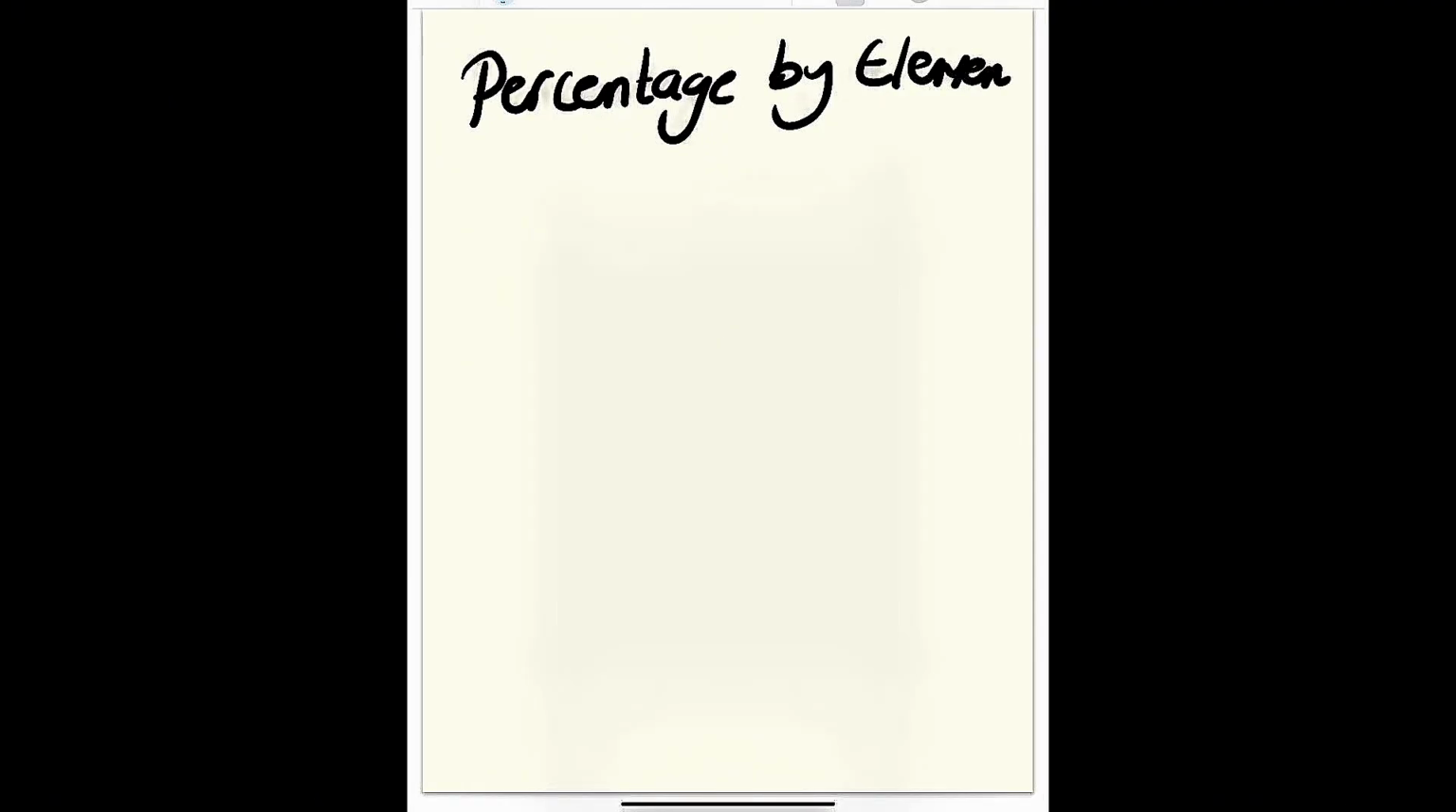Okay, this question does come up a lot on the foundation paper. So I'm going to write down percentage by element. Okay, right, so this is the equation that you need to familiarize yourself with. N is the number of atoms, times it by the AR, which is the relative atomic mass. This is going to be divided by the MR, which is the relative formula mass, and times it by 100, okay?